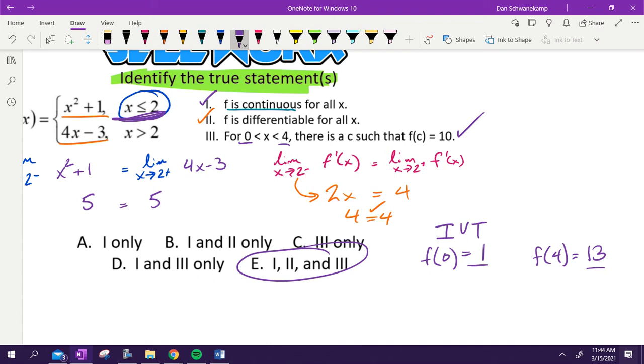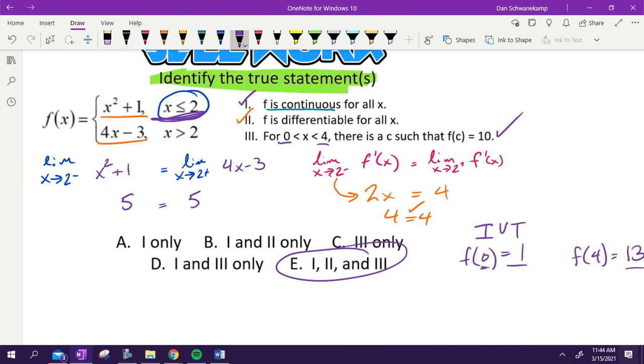Yes, ma'am. So when you're doing number 3, does it matter which equation you plug the endpoints into? Absolutely. It definitely matters. I was doing f of 0, so which equation am I plugging 0 into? The less than 2, and then I would plug the 4 into the greater than 2. It would matter. Other questions?